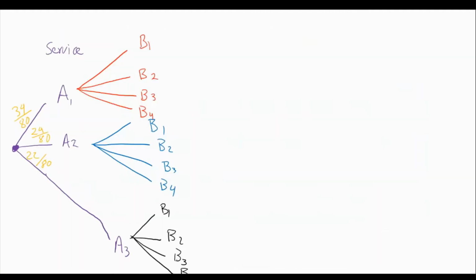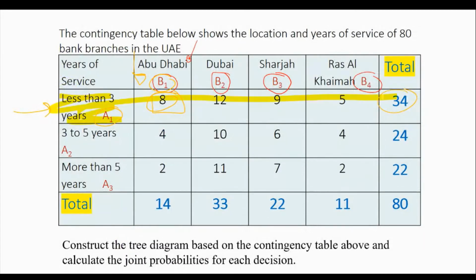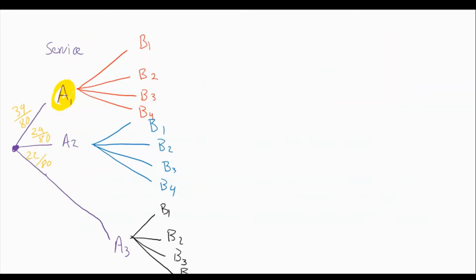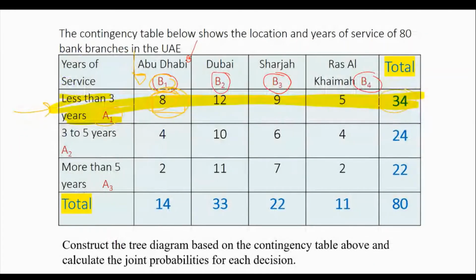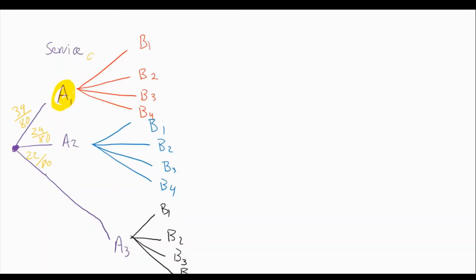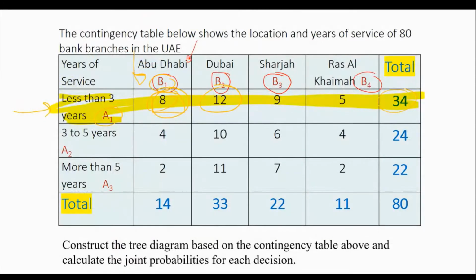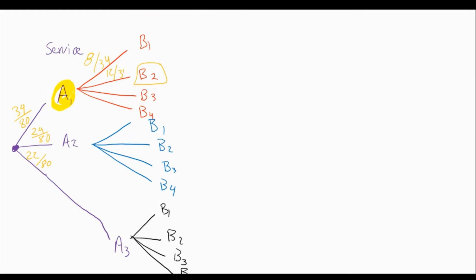So from now on, let me highlight here. We are only talking about the branches, I'm sorry, that are with less than 3 years of service. So we're only going to talk about this one row. Okay, so let's get it done. We said 8 out of 34. So this is 8 branches out of 34. All right, so now let's go and look at B2. B2 is 12 divided by 34.